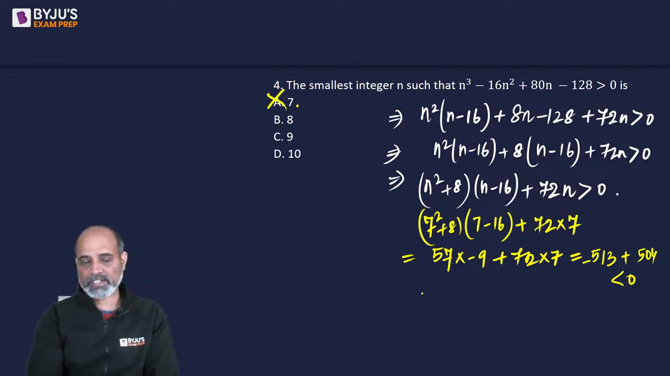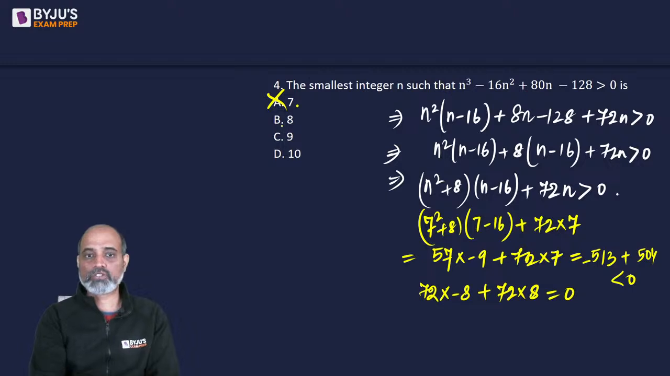Let's pick up 8. So we will have 8 square plus 8, which is going to be 72. 8 minus 16 is going to be minus 8. And then we will have 72 into 8. This is going to be 0. This is not positive. So 7 did not work out. 8, this is exactly 0.